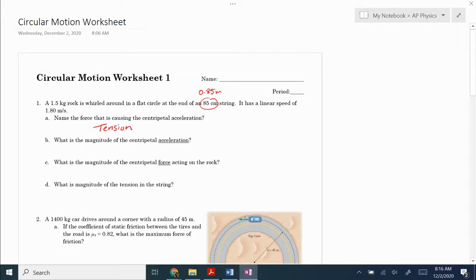What is the magnitude of the centripetal acceleration? Let's just remember that centripetal acceleration is just v squared over r. So that would be 1.8 squared divided by 0.85, and that's going to give you 3.81 meters per second squared.